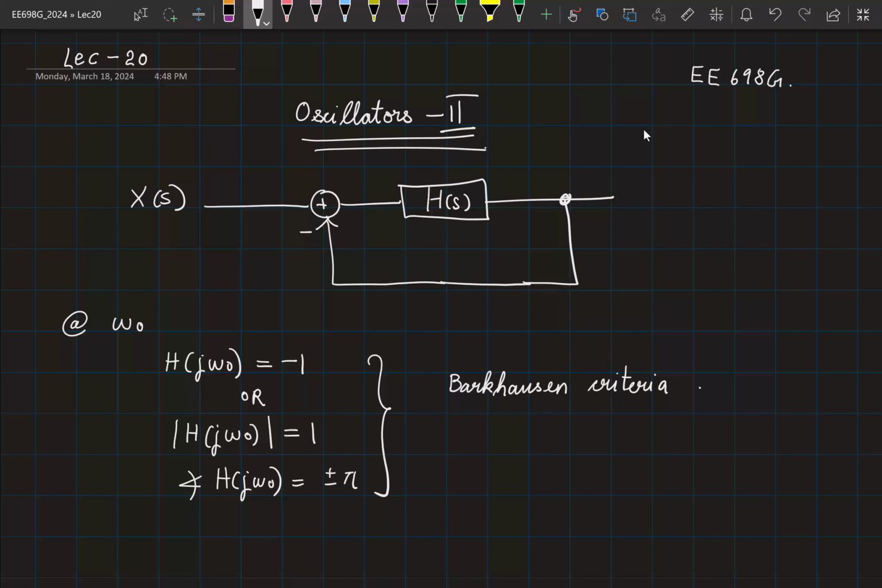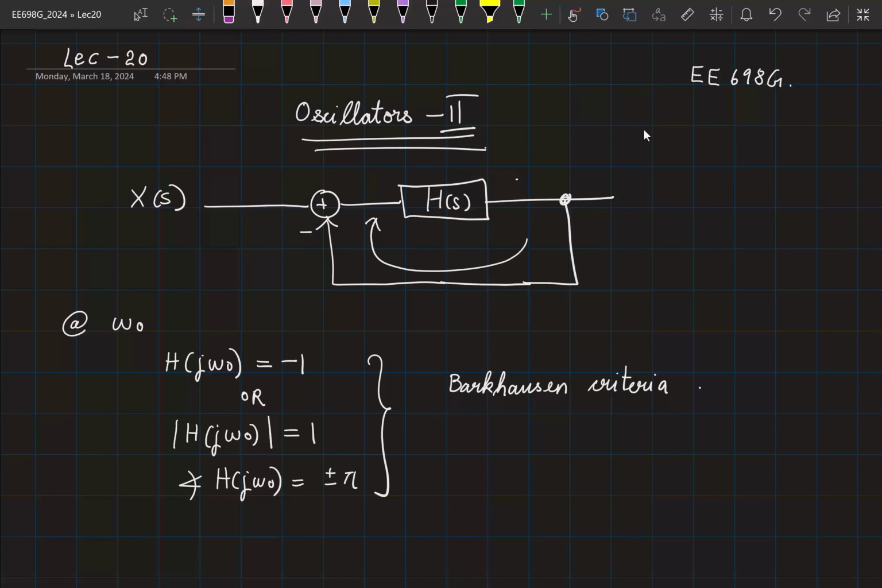Okay? So once you ensure that the angle of H of j omega naught is plus or minus 180 degrees, what does that imply for this feedback system? At omega naught, the system is not in negative feedback anymore. At omega naught, the system is in positive feedback. Is that clear? Right. So you have taken a feedback system which was negative feedback at DC, and then you found out the frequency where the system has a positive feedback. Just because you have a connection like this, it doesn't guarantee that the feedback is negative. It also depends on how much phase the forward path or the loop transfer function is providing.